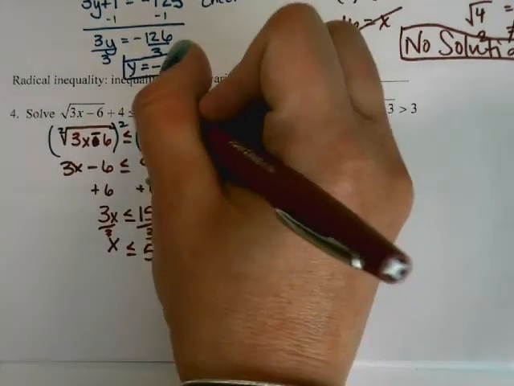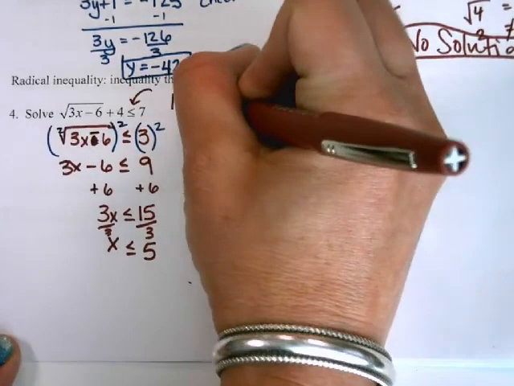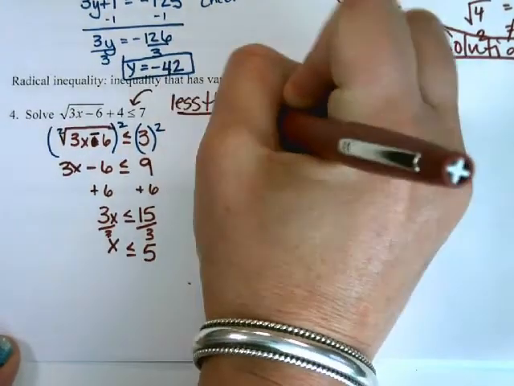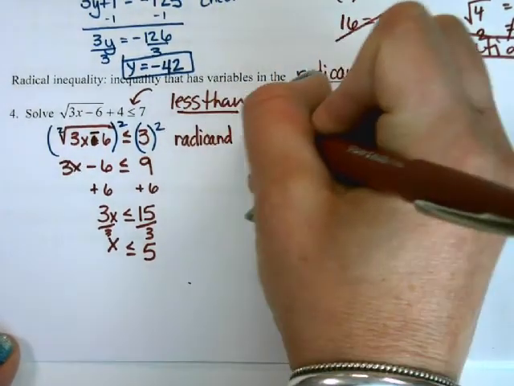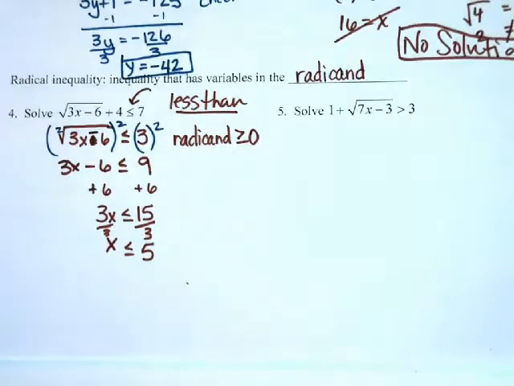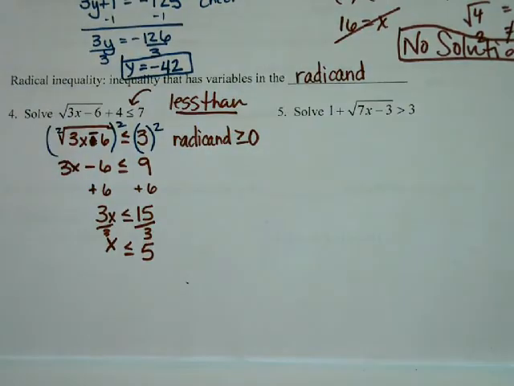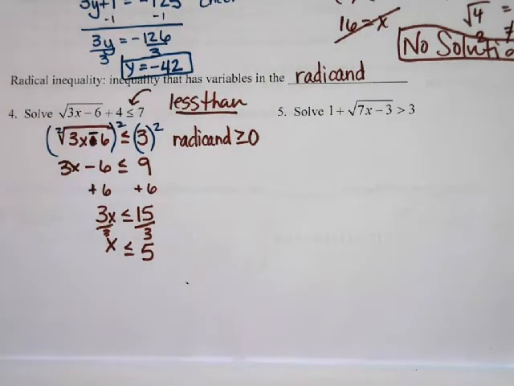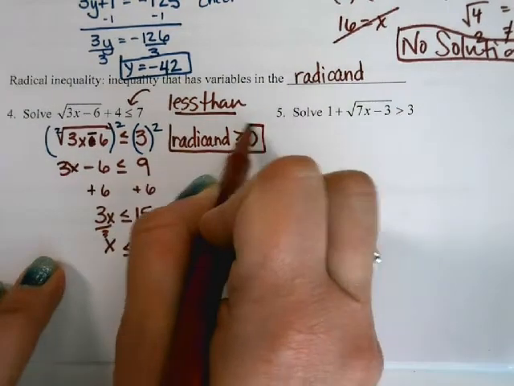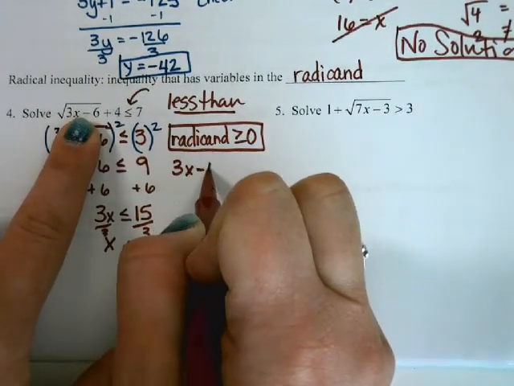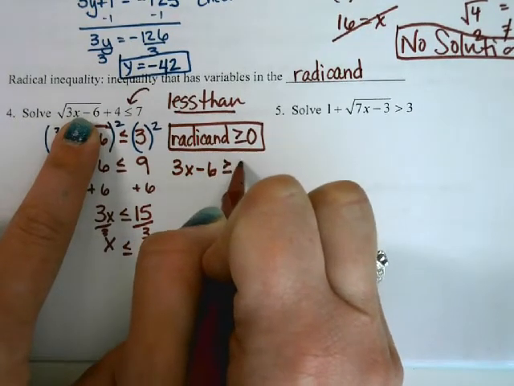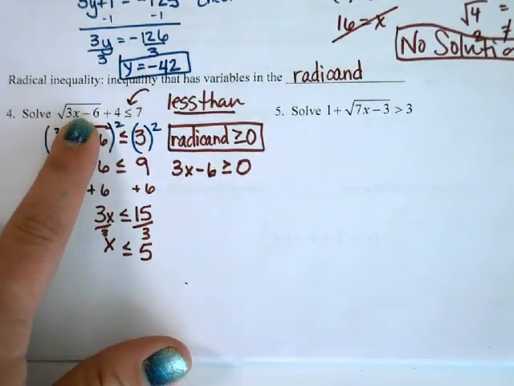So when I have a less than, and only when I have a less than, I'm going to take my radicand and make him greater than or equal to 0. Because he could go to 0. We can take the square root of 0, but I don't want him to go negative. So I'm stopping him from going too far. Okay? So there's my formula, essentially. I'm going to say 3x minus 6 is greater than or equal to 0. And I'm now going to solve that.